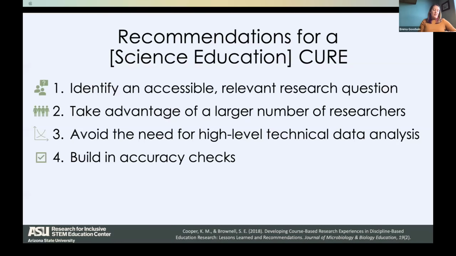So having students check each other's work or having systems where the instructor is spot checking data is really important. Flexibility with timing. So you don't want one experiment that goes wrong to derail your entire term. So having some flexibility in the schedule for you to recover from unexpected things is really important.